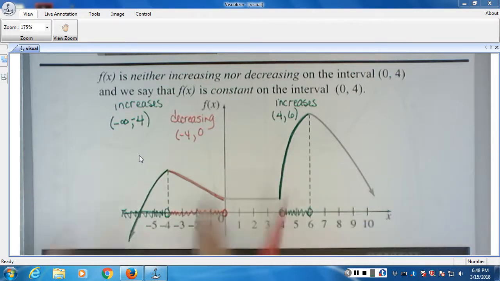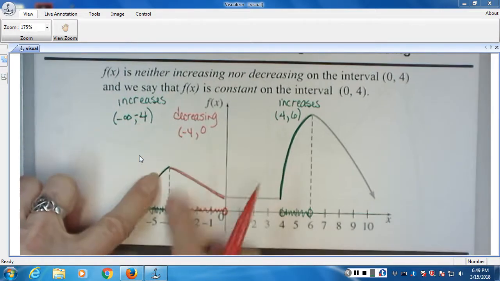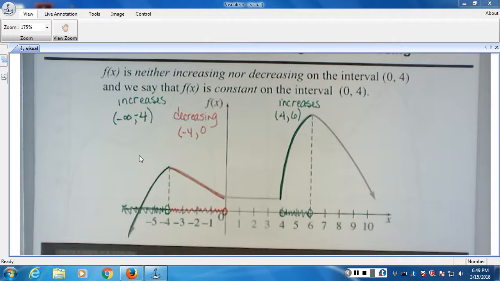And when you look here, you can tell why I had to put parentheses and couldn't put a bracket because I can't include the -4 in either one of those. We're going to have to talk about why that's so. But -4 is not included in either one of those two intervals.